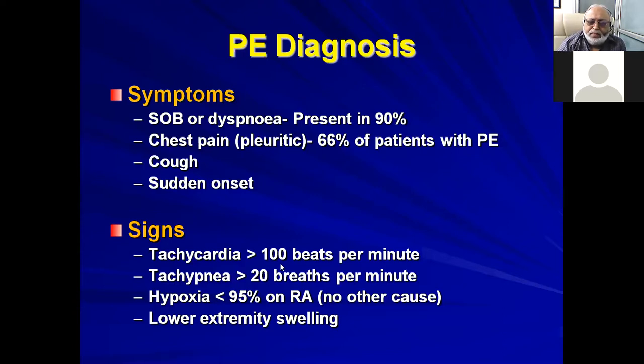Signs will reveal a tachycardia of more than 100 beats per minute, an increased respiratory rate, that is tachypnea of more than 20 breaths per minute. The SpO2 will show hypoxia of less than 95% on room air, and there is swelling of the lower extremities.